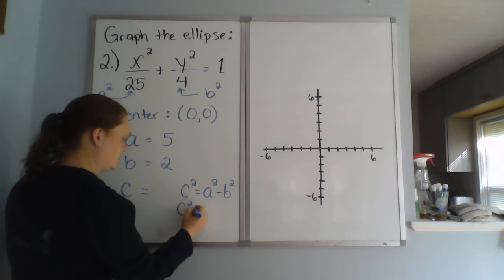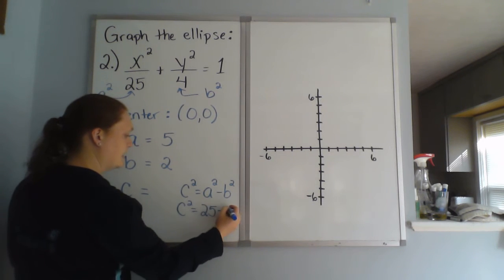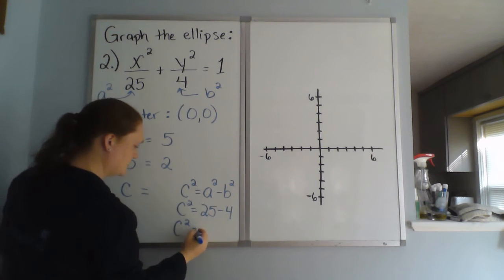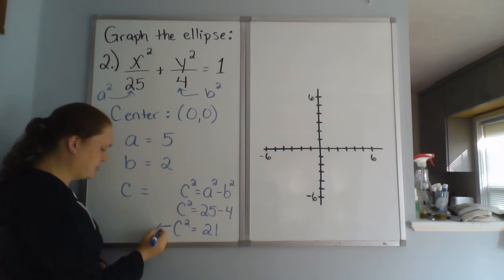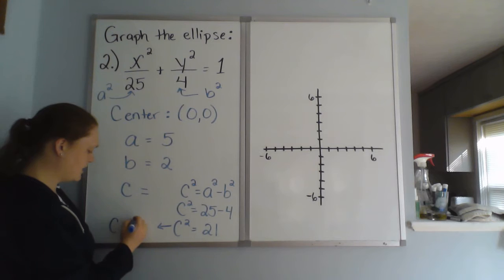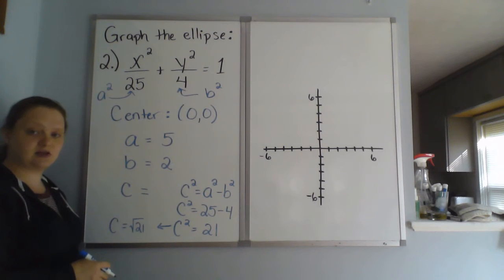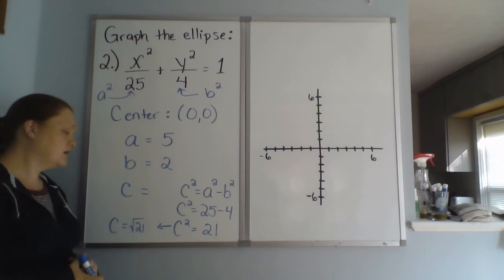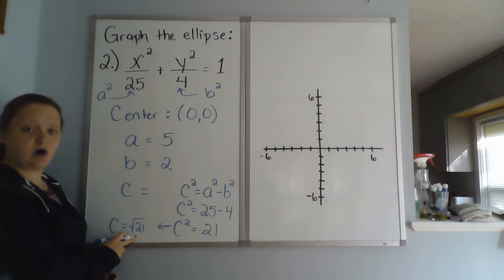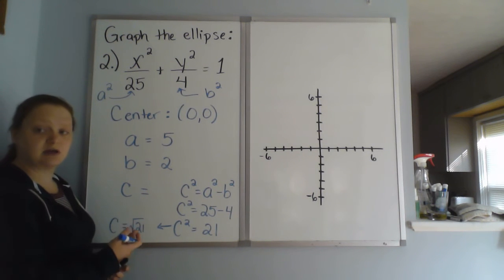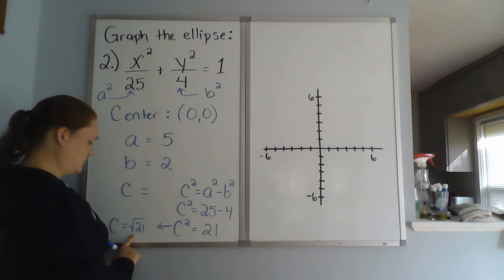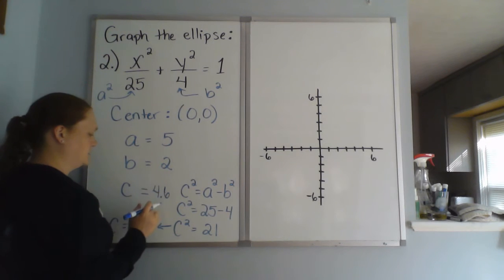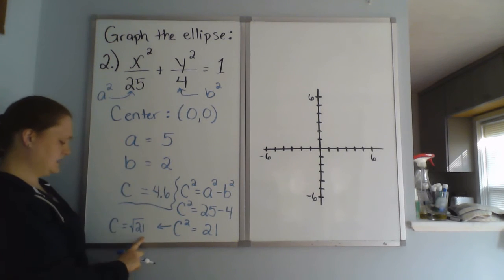So we've got C squared is equal to 25 minus 4. It's just the difference between these two denominators. So I've got C squared is equal to 21, which is not a perfect square. So C is the square root of 21, which is approximately 4.6. When you get a non-perfect square for your C squared value, you write what the radical is, but also what the decimal is, because we're going to have to plot that decimal. So C equals the square root of 21. We can also say that it's approximately 4.6. That's an approximation, and this is the exact value.